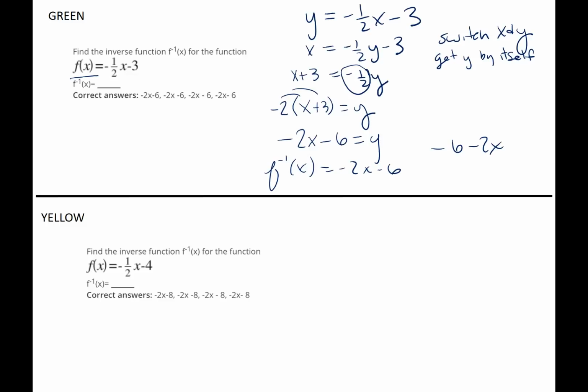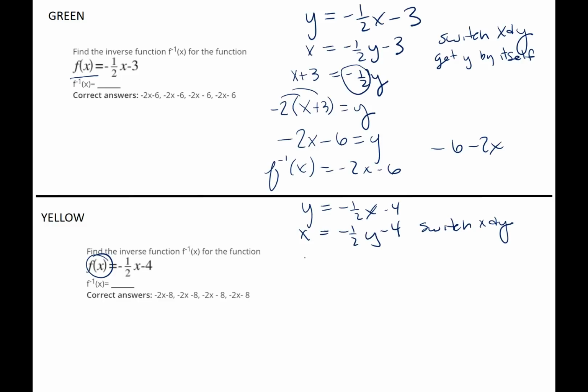All right, let's do it again. So we're going to do another one with a fraction in front. Then we're going to do others on the next page, a couple more, just to practice. So we're going to switch that to a y. So y equals negative 1/2 x minus 4. The key is to switch x and y. So we're going to switch our x and our y.